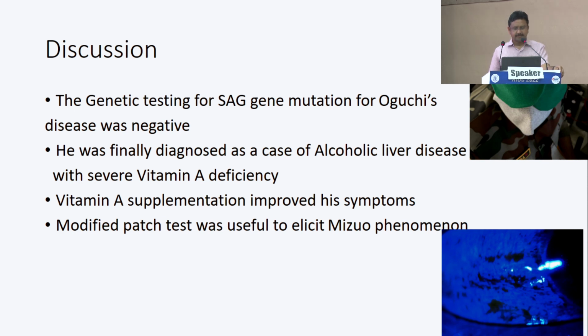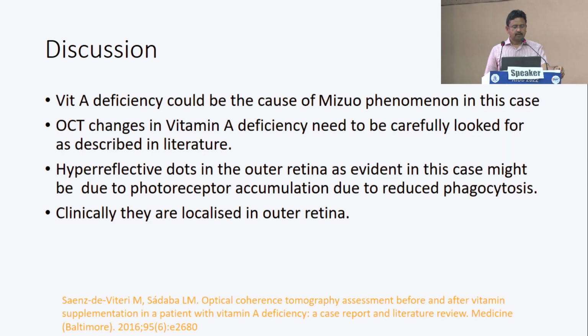Vitamin A supplementation improved his symptoms, and this modified patch test was useful to elicit Mizou phenomena. In this case, we found that vitamin A deficiency could be the cause of Mizou phenomena because he didn't have Oguchi disease on genetic testing, and OCT changes in vitamin A deficiency need to be carefully looked for as they are described in the literature. Hyperreflective dots in the outer retina, as evident in this case, might be due to photoreceptor accumulation due to reduced phagocytosis, and clinically they are localized in the outer retina.